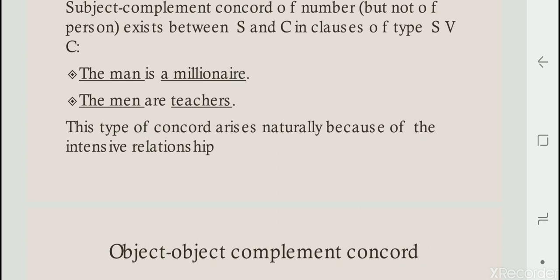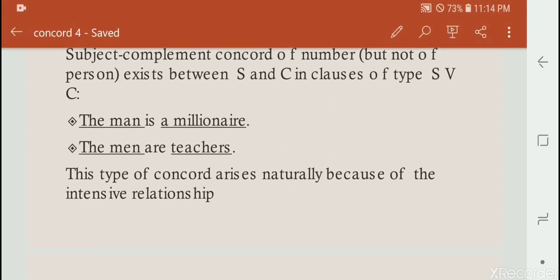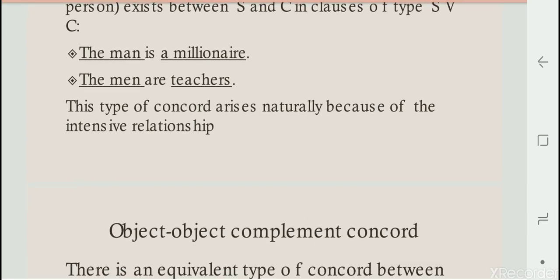The men are teachers. So the men here is a plural noun, and the teachers, which is the complement here, as we mentioned, is a noun phrase or a noun. Here it is also a plural noun, so we have a concord of number between the subject as well as the complement. You might ask here about the verb of the sentence, whether we have a concord of number or other types of concord between the subject and the verb. Of course, there is a concord between them, but since the focus within this lecture is on the complement as well as the subject, we identified that in the sentence.